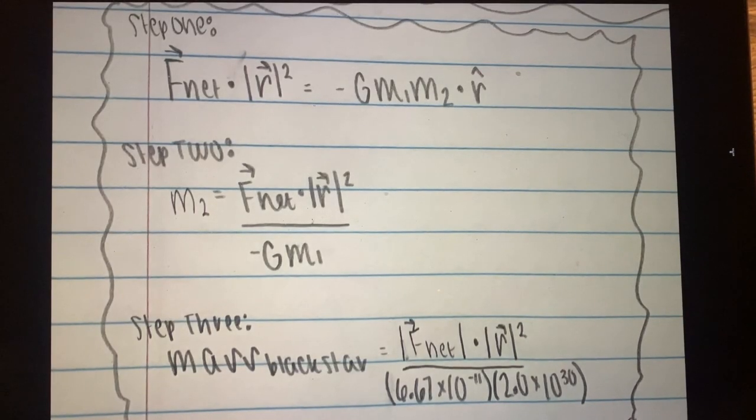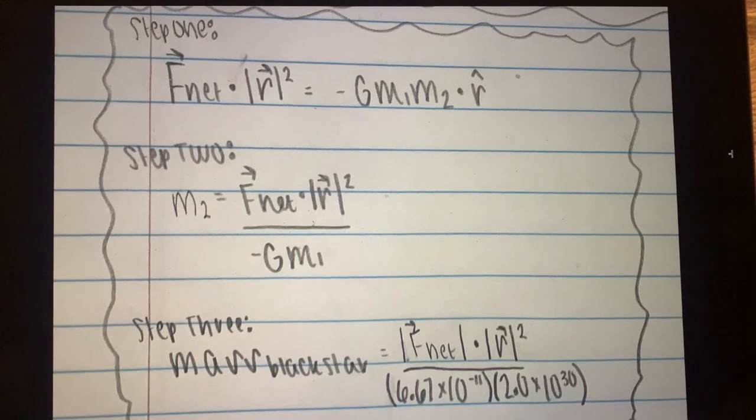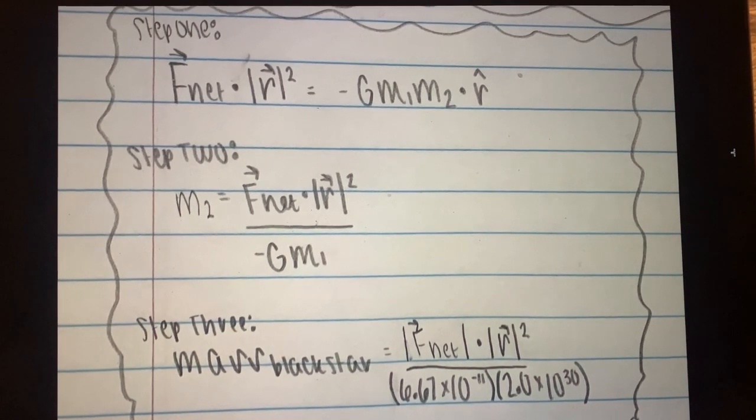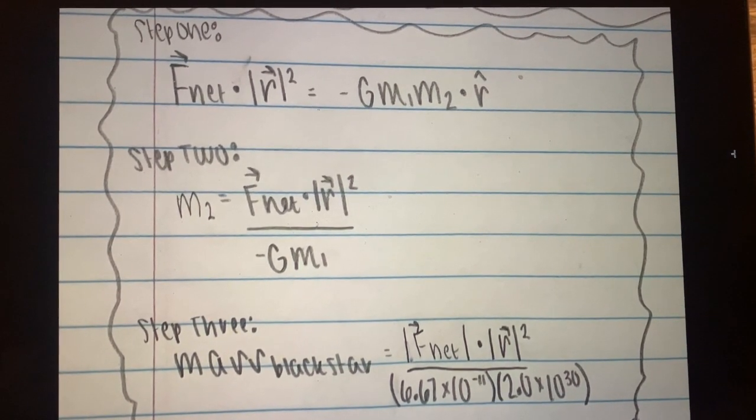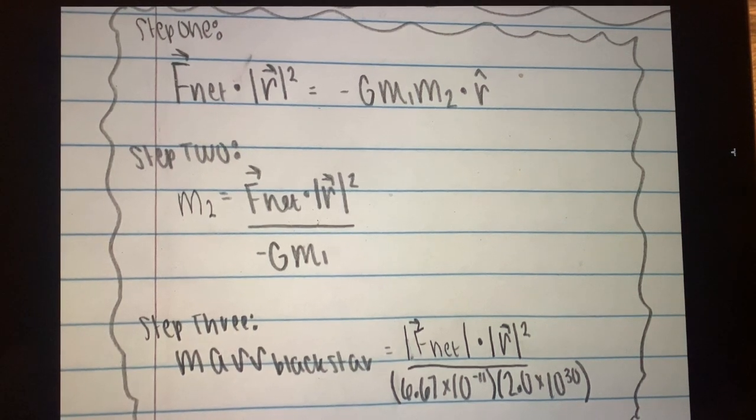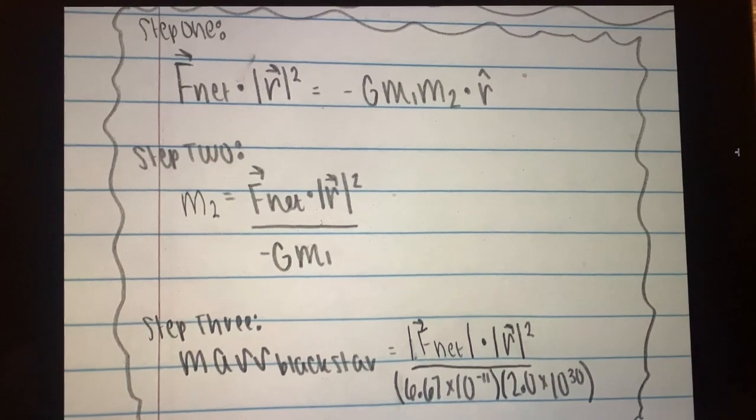As seen in these steps, the mass of the black hole can be calculated by multiplying the magnitude of the gravitational force times the distance between the star and the black hole squared, divided by the gravitational constant times the mass of the star.